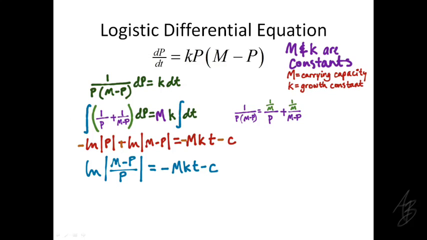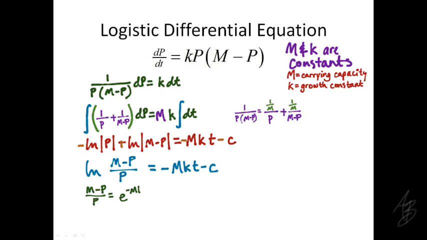To keep in mind here, we need to remember that our population is going to be positive. So the absolute value on this P down here is really pointless because that's always going to be positive. But also our maximum population minus our current population always has to be positive too, because our carrying capacity is always going to be greater than the population. So we can get rid of these absolute values here, and that makes solving for P a lot easier.